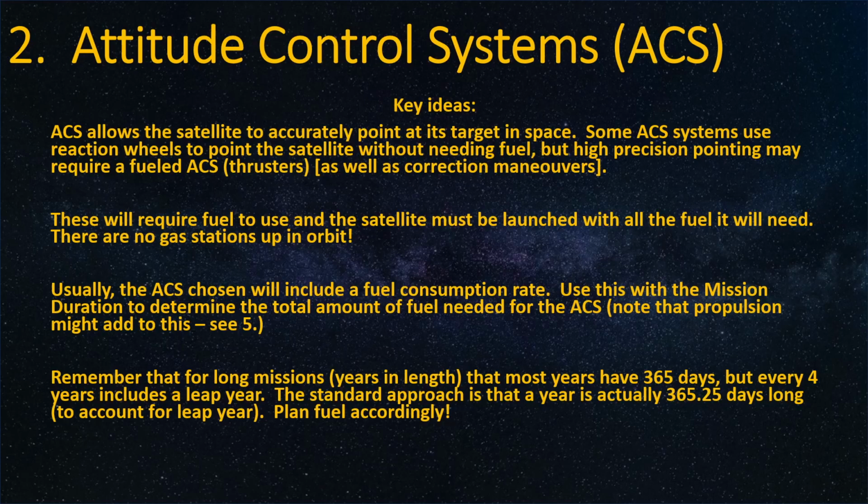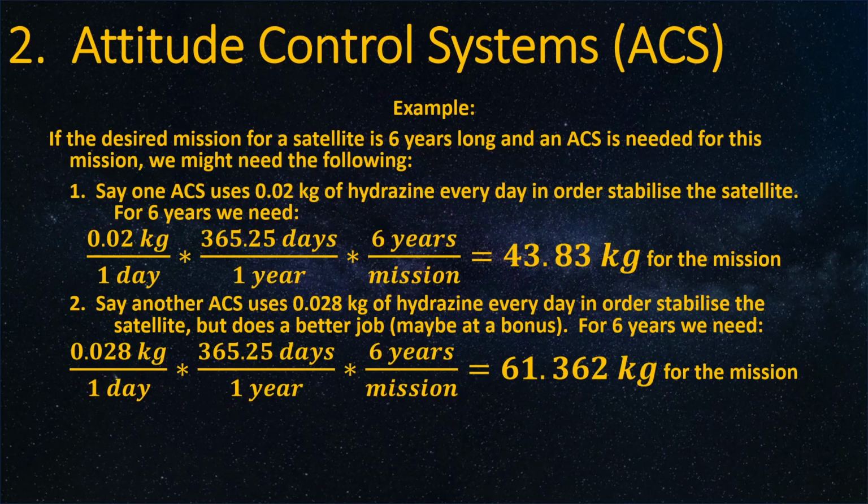That'll work out pretty well for us to predict how much we would need to make certain that we've got enough fuel for it. So, if you are looking at a long-term mission, and you are being told that your attitude control systems require, let's go to the next page here. If the mission that we want is supposed to last 6 years, and the ACS needed for the mission, let's say one of the ACSs, uses about 0.02 kilograms of hydrazine, kind of like rocket fuel, every day in order to stabilize the satellite.